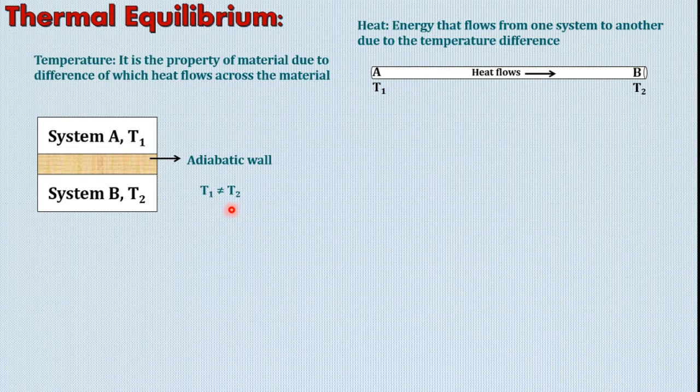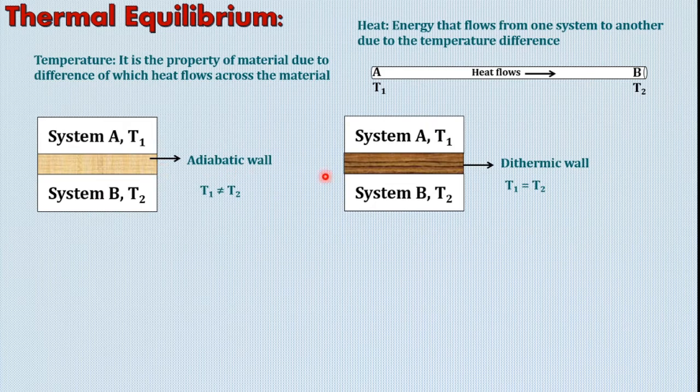At the beginning this is the situation, and even if you note down after some time, we will observe the same situation, that T1 is not equal to T2. Why is this so? Because adiabatic wall does not allow interactions between system A and B. Now if we just replace adiabatic wall by diathermic wall, what will happen? In that case, system A interacts with system B. So diathermic wall allows the energy transfer across it.